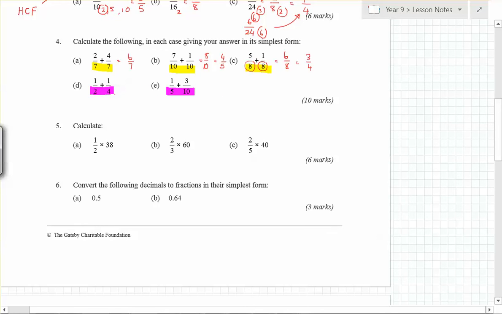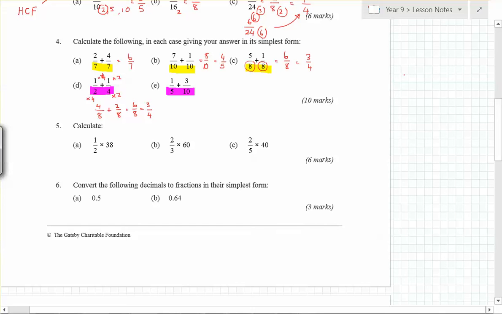So I can do the 4 times the 2, the 2 times 4, so this was times 4. So then it becomes 4 over 8 plus 2 over 8, and so the answer is 6 over 8, which is 3 over 4, because you're dividing by 2.